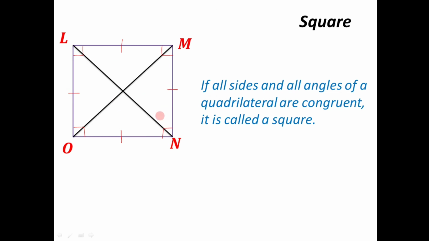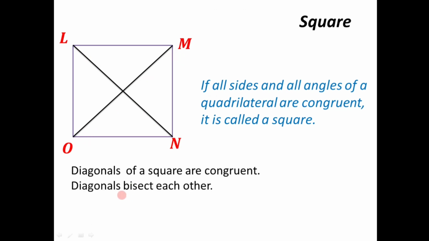And here LN and OM are the diagonals of a square. We have the first property, diagonals of a square are congruent. So here diagonal LN is congruent to diagonal MO. The second property is same as the rectangle, that is diagonals of a square bisect each other. And the third property is diagonals of a square are perpendicular to each other.